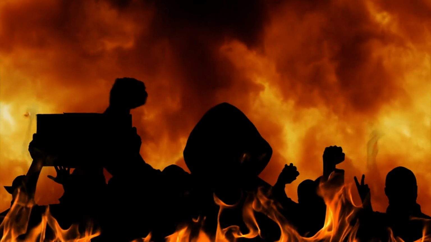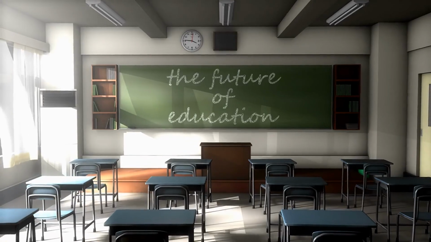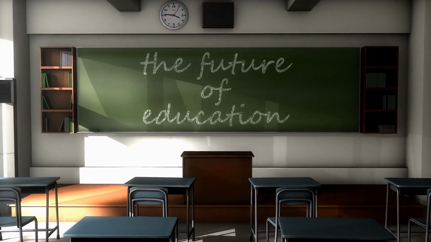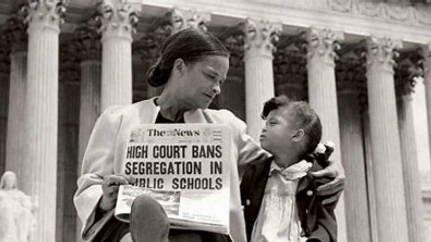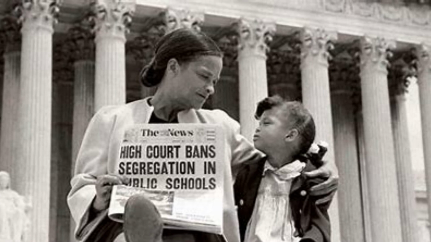Now, let's talk about some key events that shaped the Civil Rights Movement. In 1954, the Supreme Court made a landmark decision in the case of Brown v. Board of Education. The court ruled that segregated schools were unconstitutional, which was a huge victory for the movement.